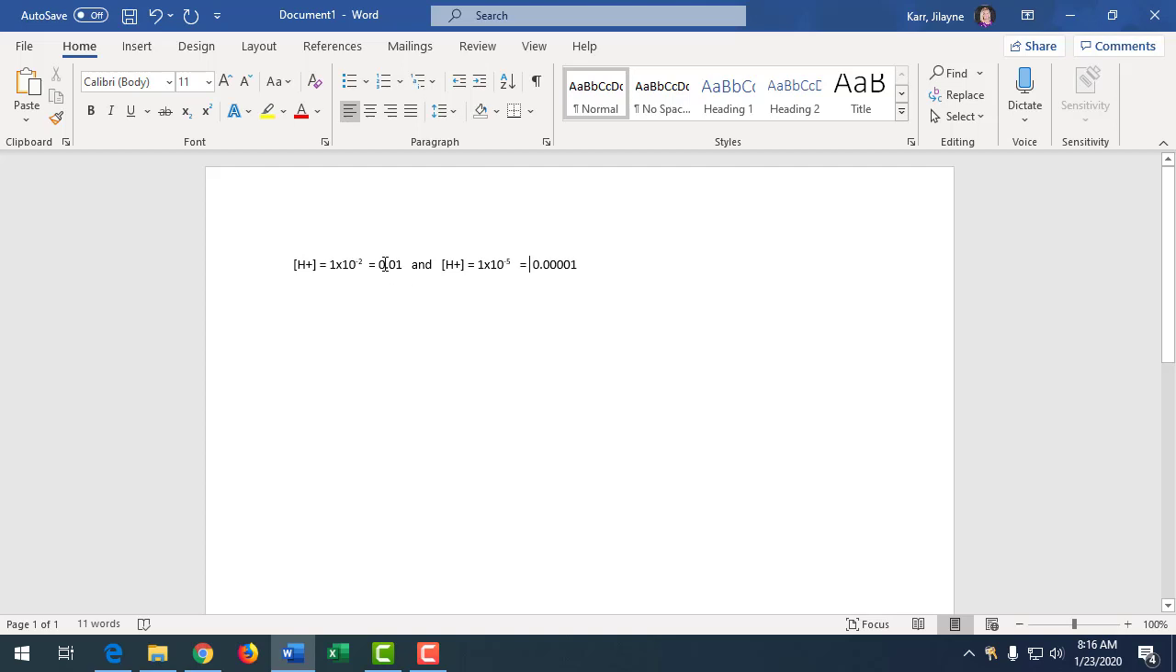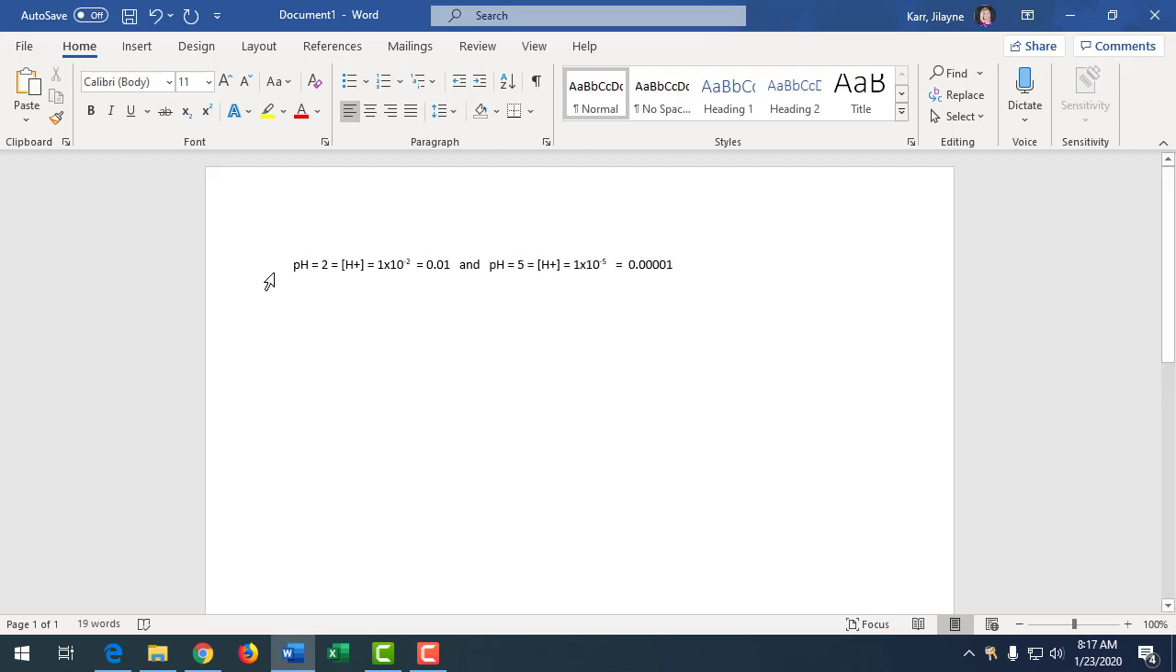Okay, so which of these is a bigger number? 0.01 or 0.0001? 0.01, right? So if someone asked you about a solution that has a pH of 2, you should write this down too, because I'm writing it down for your benefit. So a pH of 2 means this, and what is the pH on this one? 5, okay.